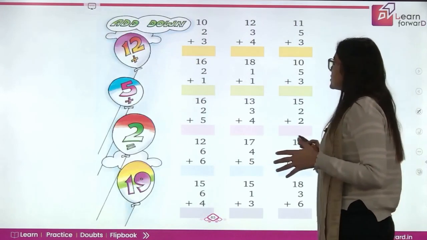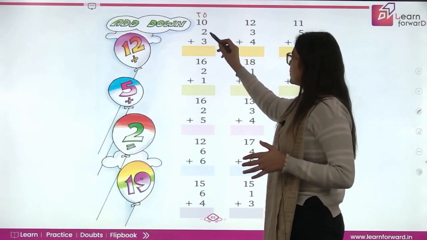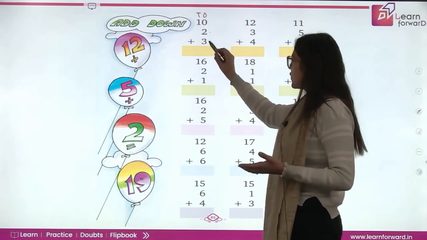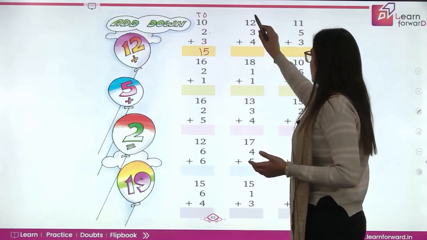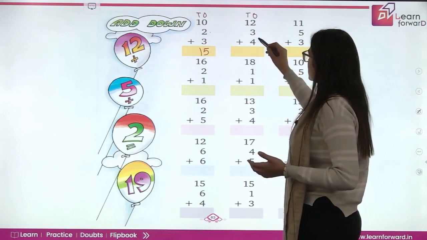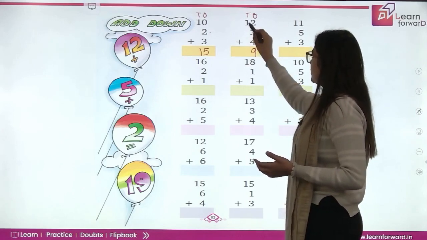Next page is same. So now we will add the right side first. 3 plus 2, 5. 5 plus 0 is 5 again. So write 1 as it is. Now one side first. 4 plus 3, 7. 7 plus 2 is 9. So 9 here and 1 here.